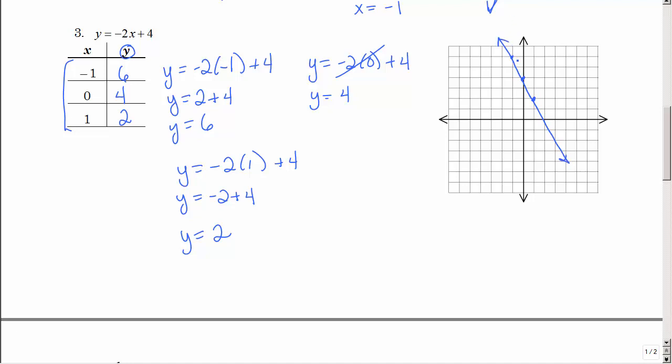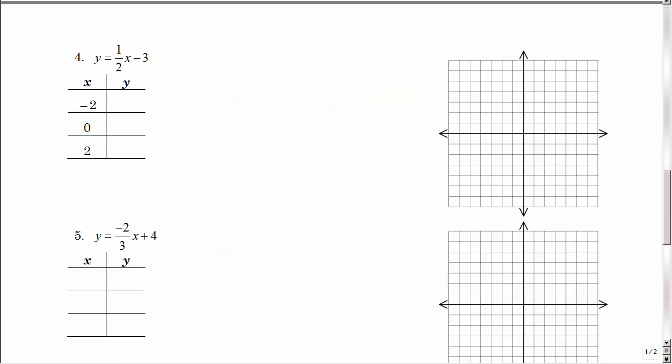So let's pretend you had those 2 dots and you had a dot way over here. Then you know you've messed up somewhere in your arithmetic, and you go back and you check that work. Right? Number 4. Now don't panic. Yes, we have fractions, but I've given you some easy numbers.